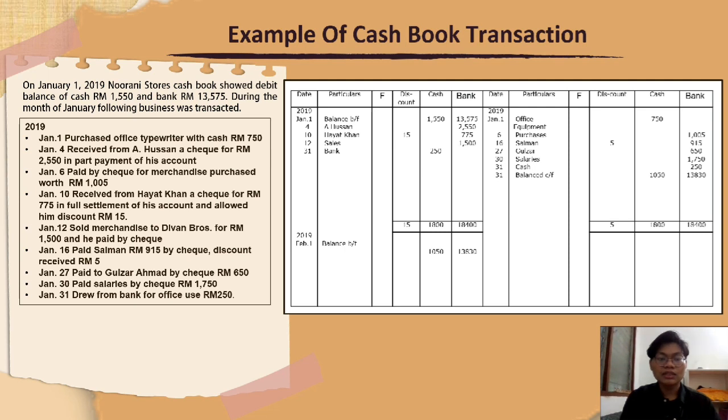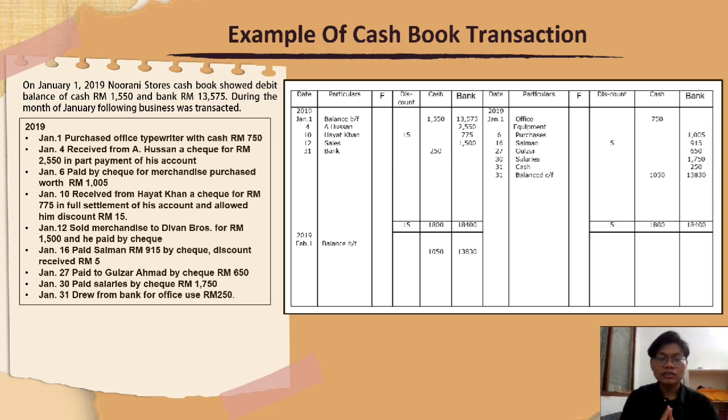And on January 15, we paid Salman RM915 by check, and we received a discount of RM5. So we made a payment. We recorded it on the credit side with the particular Salman, and the total discount we received is RM5, and on the bank side we recorded 915 because we paid by check.